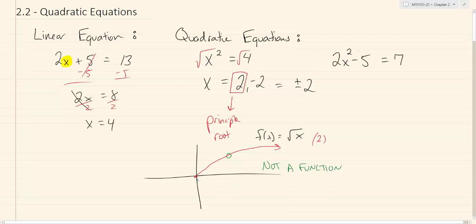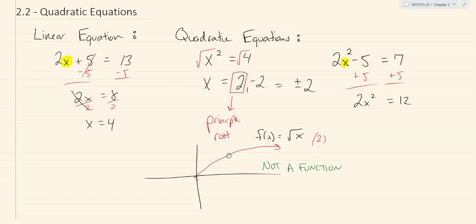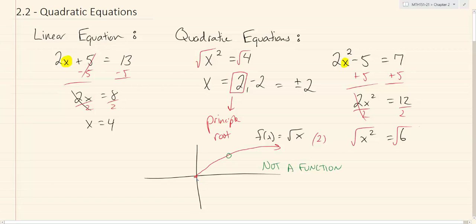2x squared minus 5 equals 7. Solve this. Again, your focus is going to be on this variable right here. Let's get rid of some stuff and get that x by itself. So what's your first move? Add 5 to both sides. That's going to give us 2x squared equals 12. Next move, divide by 2, those 2's are gone, and you get x squared equals 6. Next move, square root, and we get x equals plus or minus the square root of 6.